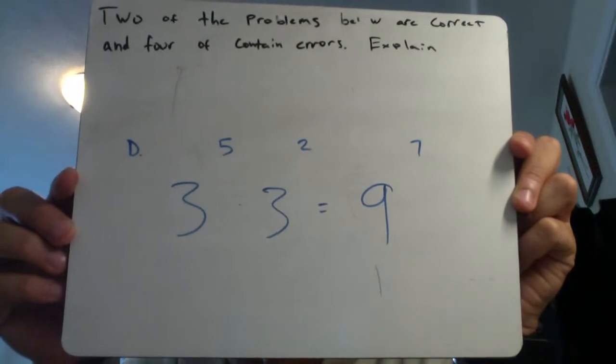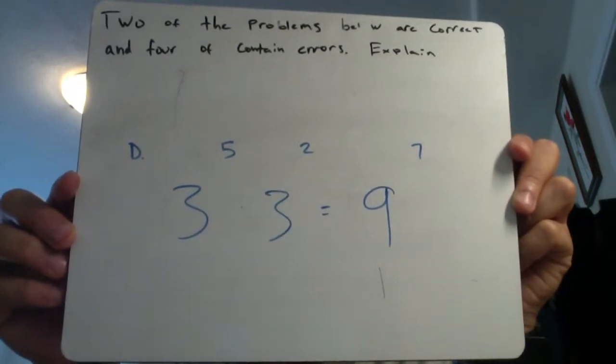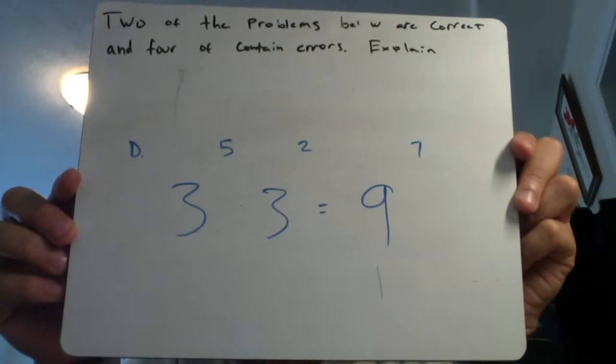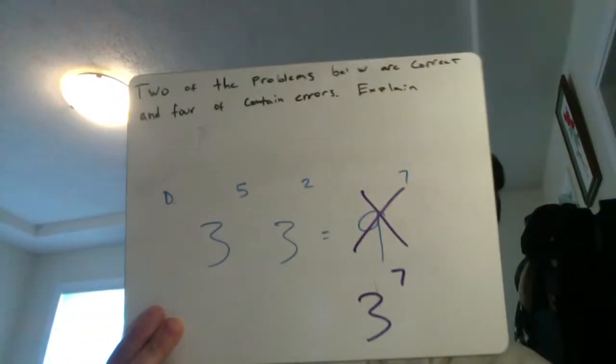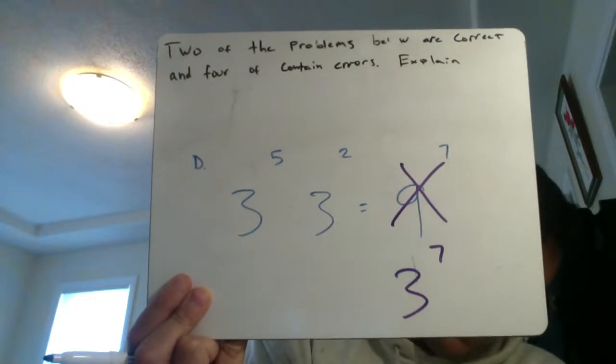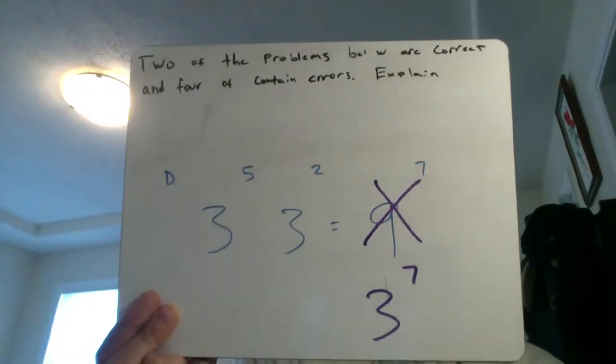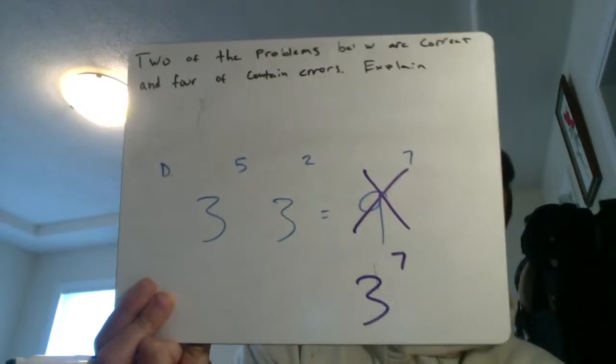So when you multiply exponents that have the same base, the base doesn't change. The base stays the same. You add the exponents when you multiply. That's correct, but the base doesn't change. So it should just be 3 to the 7th. That's the correct answer. Does everyone understand that? I hope everyone saw the difference between that one. Let's move on to E.